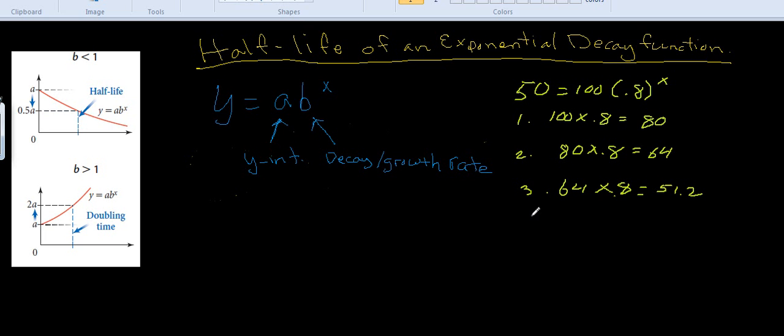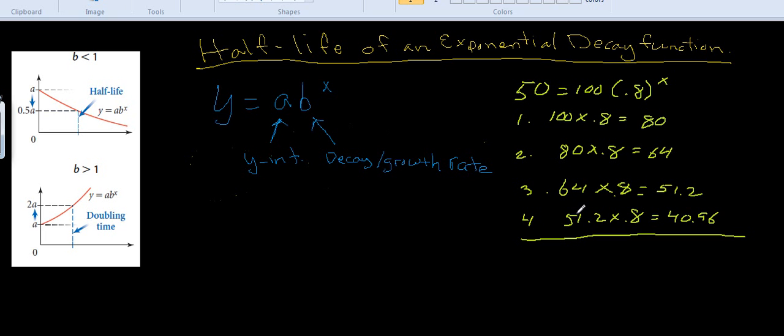So if we do it one more time, our fourth stage, we go 51.2 times 0.8. We will get 40.96. Much too small, so we know we can probably stop right there and give an estimate that it's between 3 and 4 and definitely closer to 3.